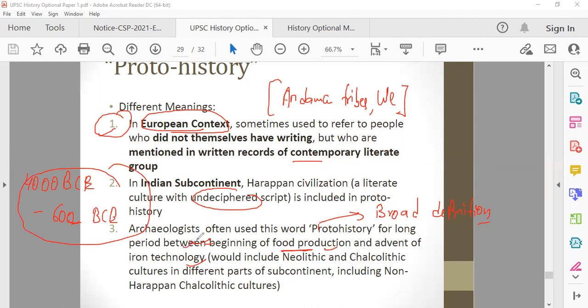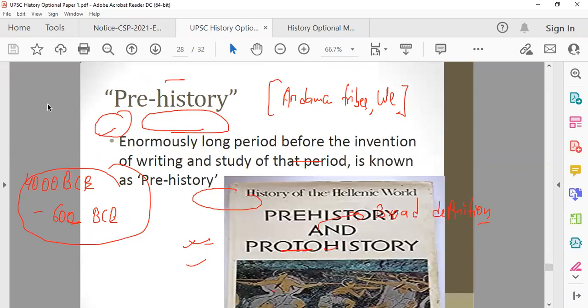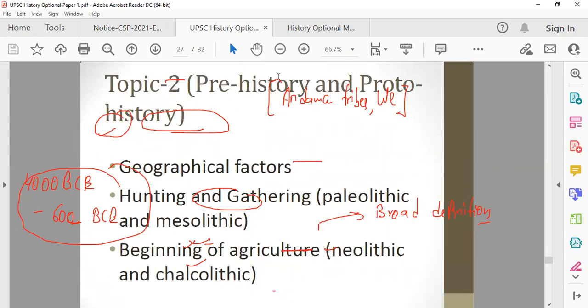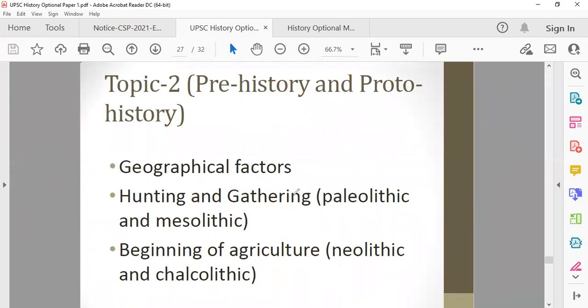Just try to remember this definition, and when they ask you to differentiate between prehistory and proto-history, do write the different contexts, the different meanings. Now, let's come to the next part, that is the Stone Age. Because if you go back to the syllabus, we now know the basic meaning of prehistory and proto-history. Let's come to the Stone Age. So what is the Stone Age and why is it known as the Stone Age? Because they were using stone tools.